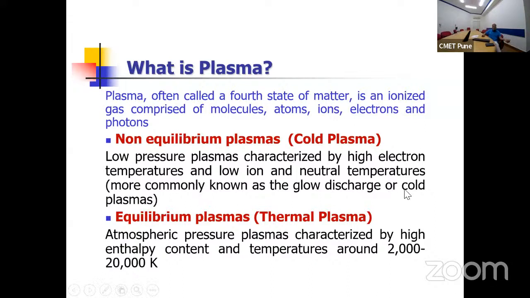And it's called cold plasma also because by supplying the energy in the form of electric energy, you are discharging at low temperature, meaning at room temperature. So it's called a cold plasma. Equilibrium plasma means atmospheric pressure plasma characterized by high enthalpy content and temperatures around 2000 to 20,000 degrees Kelvin.